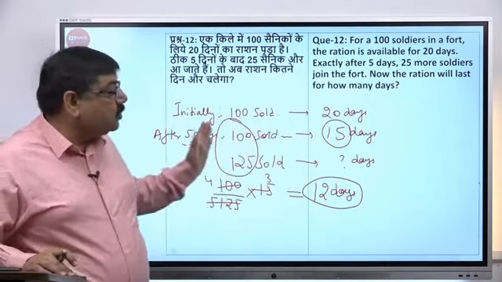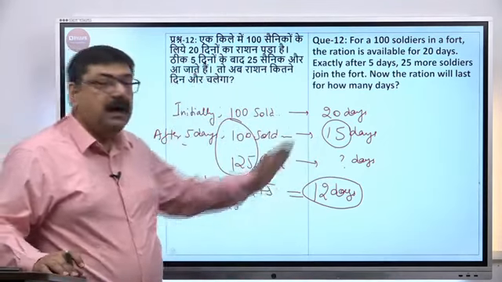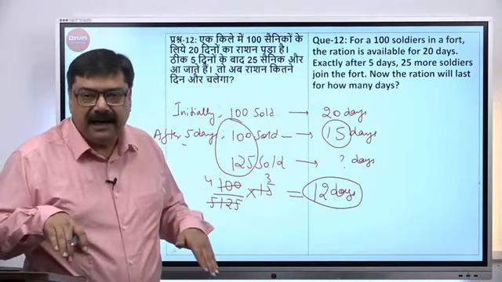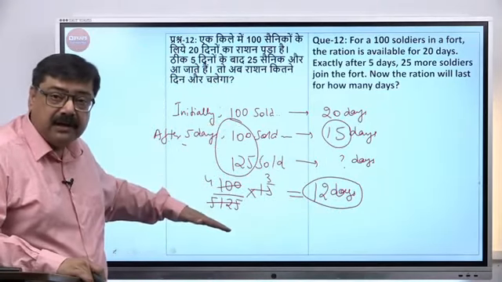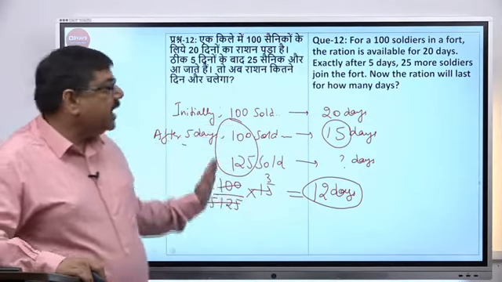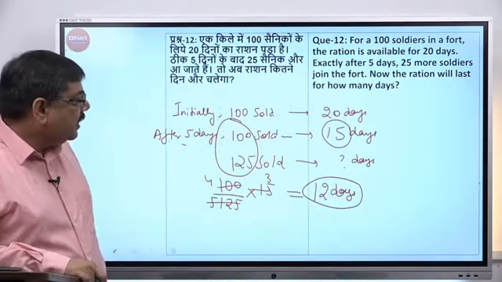I repeat, 100 soldiers, 15 days. So 125 soldiers, more number of soldiers, how many days? More number of days or less number of days? Less days, right? So out of the two quantities written on the left hand side, less by more is what you should take, and multiply it with the quantity which is given to you on the right hand side.